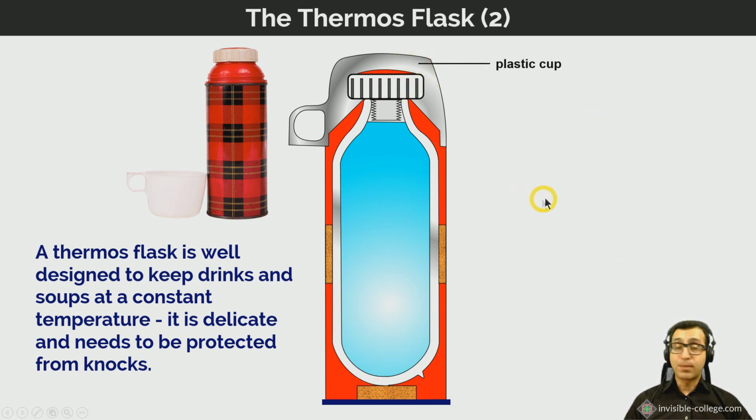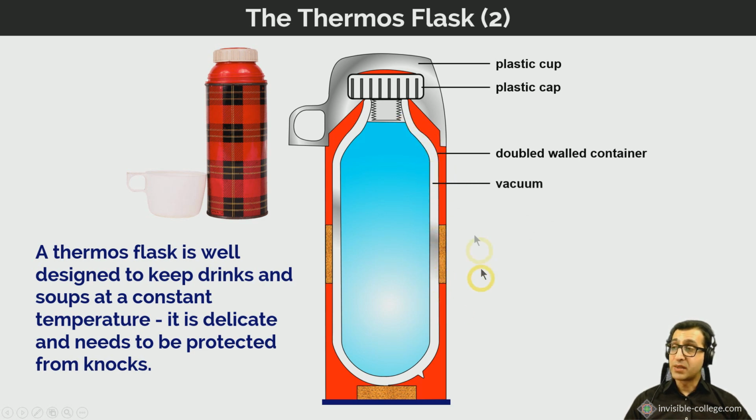So what we have here is a plastic cup over the top. Plastic is a good insulator. We have here a plastic cap, which is also a good insulator. We have a double-walled container. The two walls are made of silvered glass, and they have a vacuum in between them. And the vacuum contains no particles, so that prevents the transfer of heat by conduction or by convection. The walls are silvered, and so this minimizes the radiation, because again, silvered surfaces are poor emitters. Reflective surfaces are poor emitters of radiation.